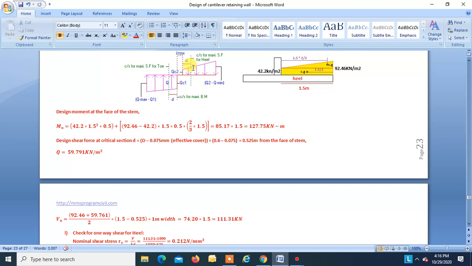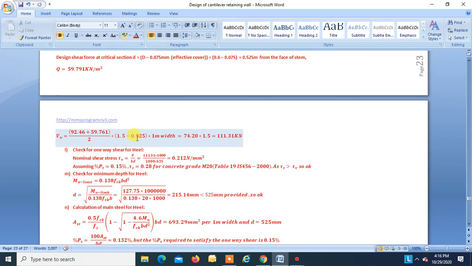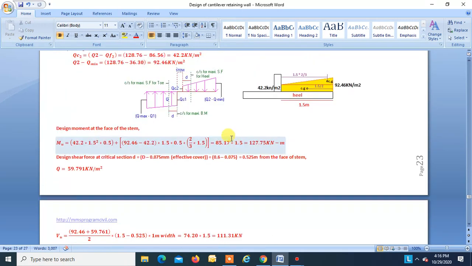So take the average of these two, and that into this distance into 1 meter will give you the shear force. So this distance is 1.5 minus 0.525, into 1 meter. So this is 74.2 into load factor 1.5. This is your factored shear force, which is acting at this section. And now we have to check whether the nominal shear stress is less than tau c or not.